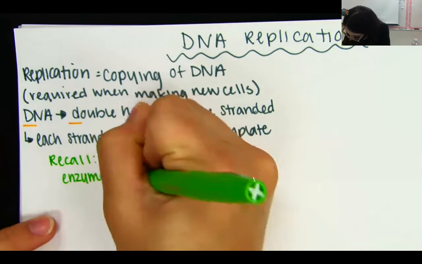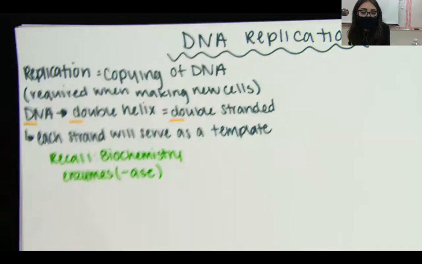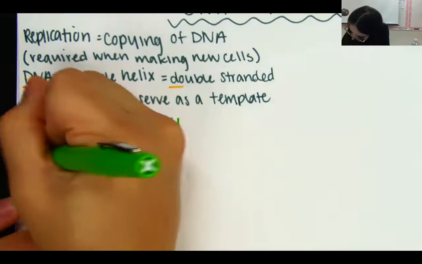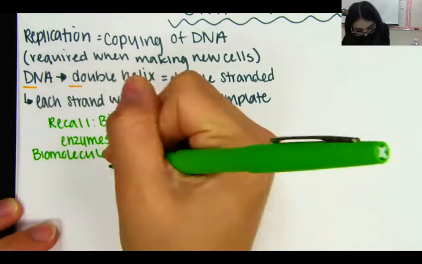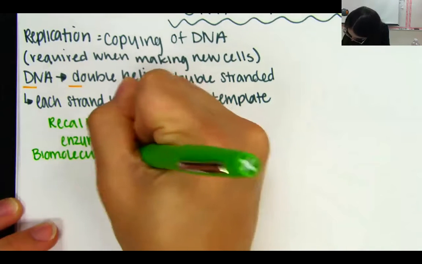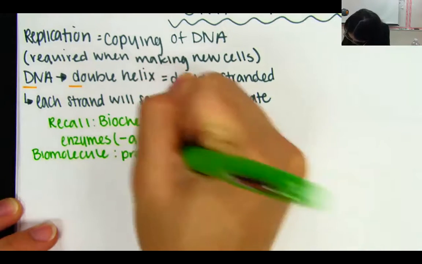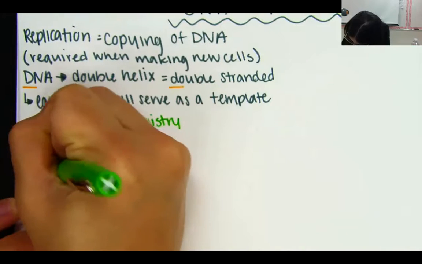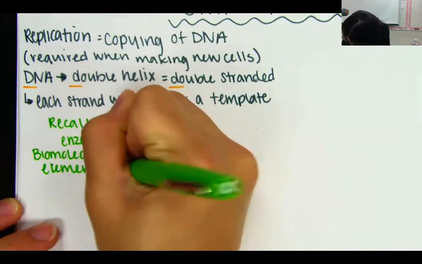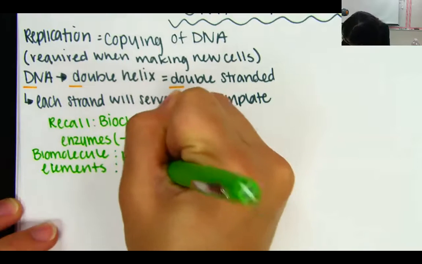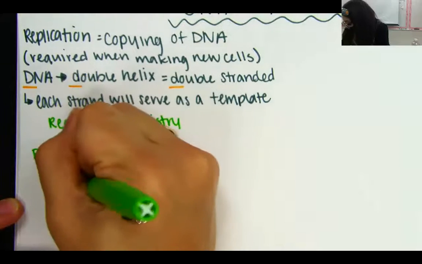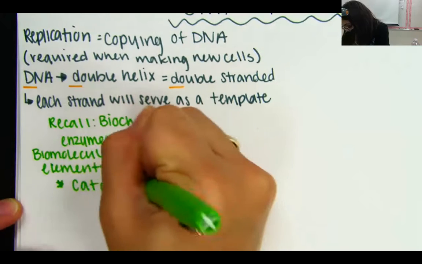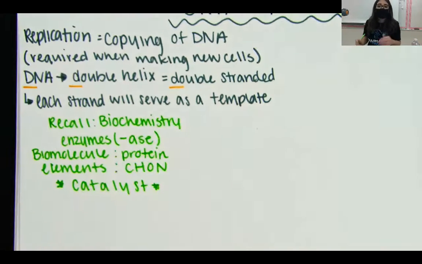enzymes, and you know that most enzymes end in ACE. You know that the biomolecule that makes enzymes is the protein. You know that the elements in proteins are CHON, and you know that all enzymes are known as catalysts, meaning they are agents that speed up the rate of a chemical reaction.